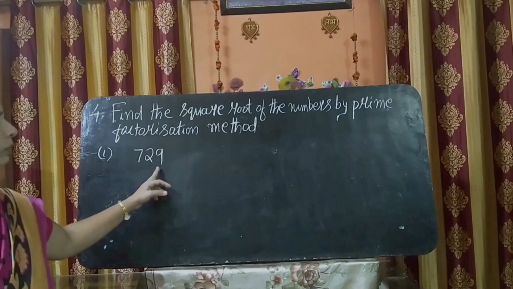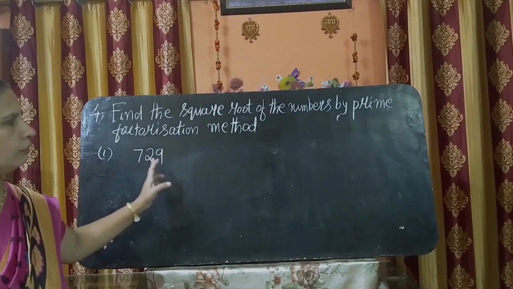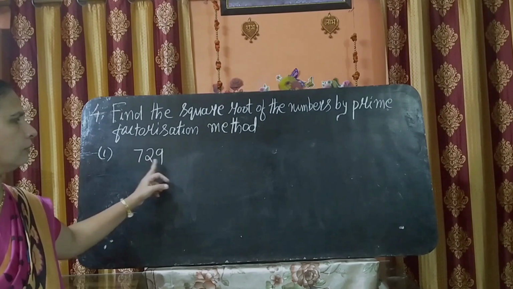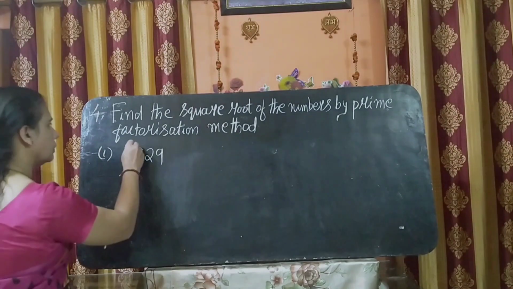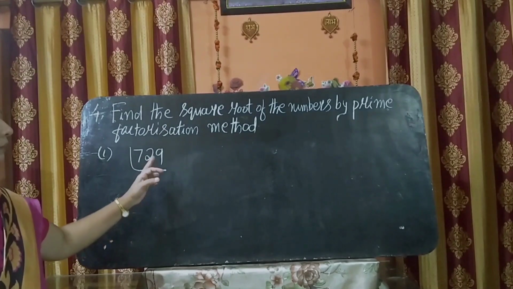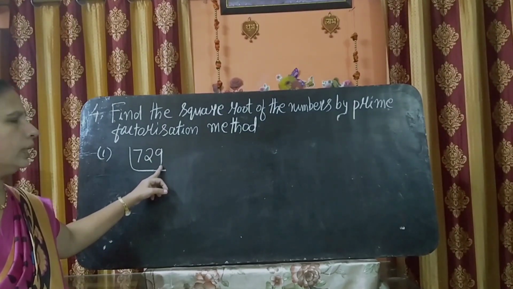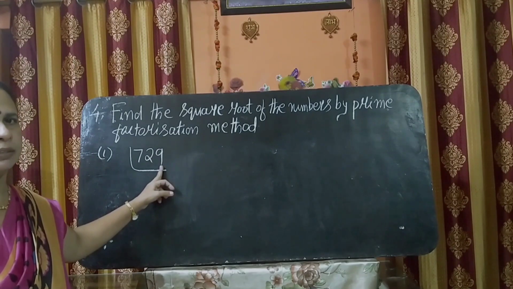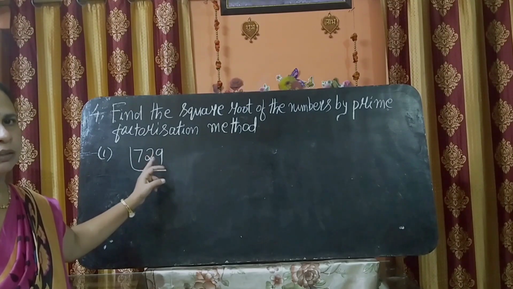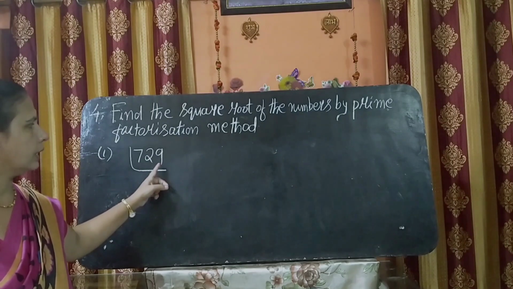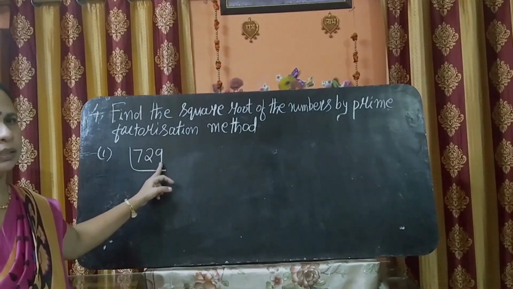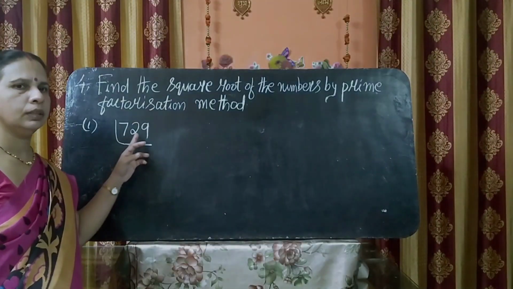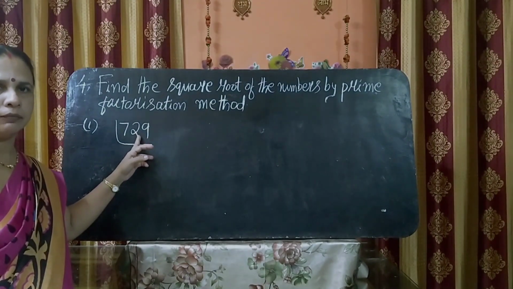How do we do it? First, we have to take the factors of this number. How will you know the factors of this number? In the earlier class, we learned that if the unit digit of a number is 0, 2, 4, 6, or 8, then 2 is a factor. Here, the unit digit is not one of those, so 2 is not a factor of this number.